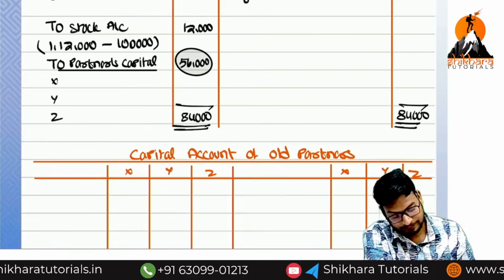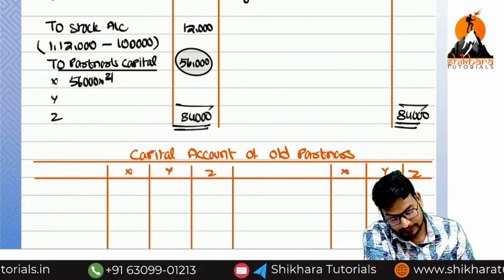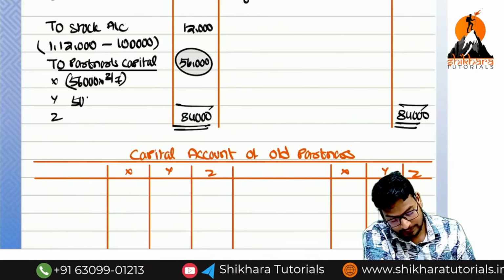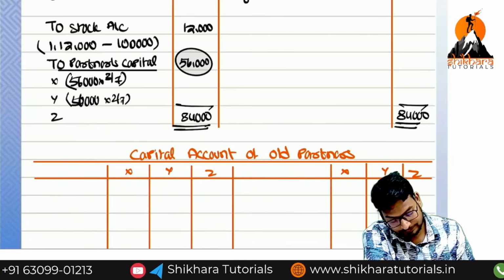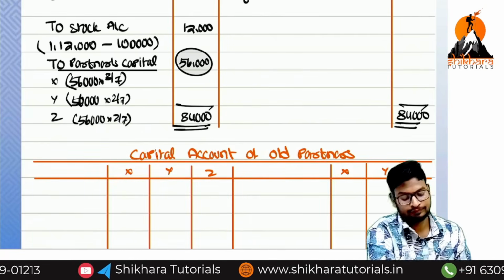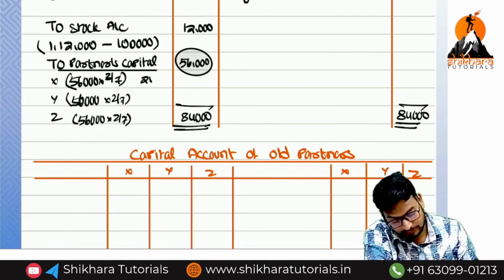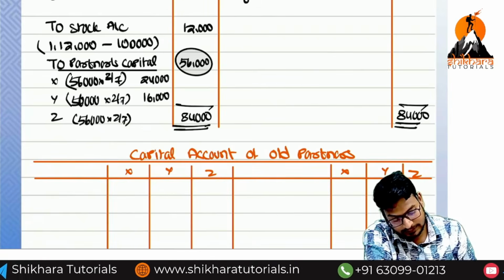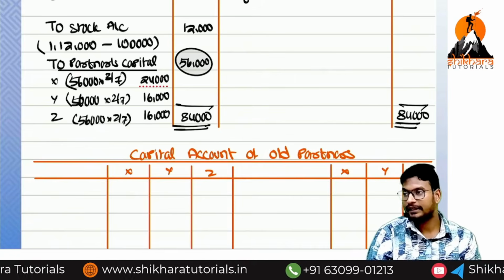Okay, now what is the proportion given in the question? 3:2:2:2. So that means 56,000 into 3 by 7. 56,000 into 2 by 7. 56,000 into 2 by 7. How much, Amma? 24,000, 16,000, and 16,000. Okay, na guys? If you're having any doubt, Amma?